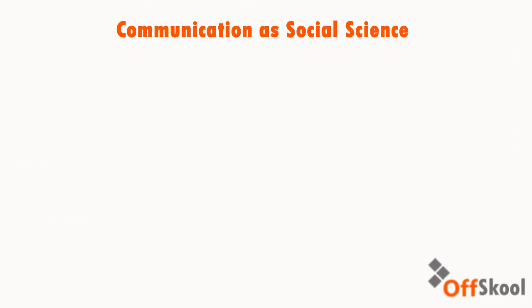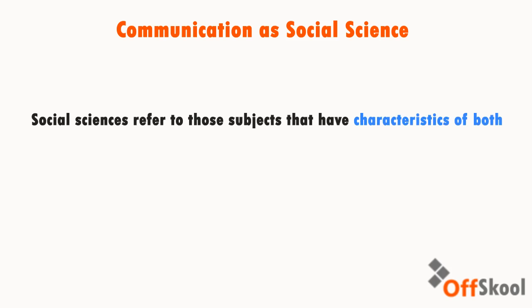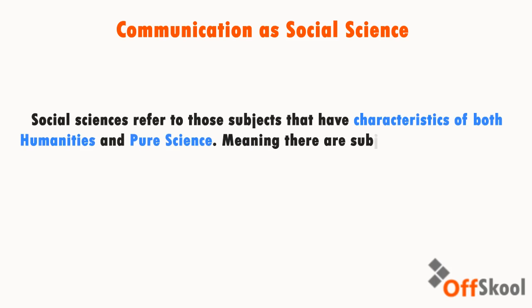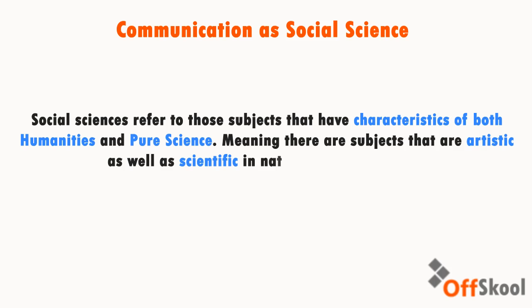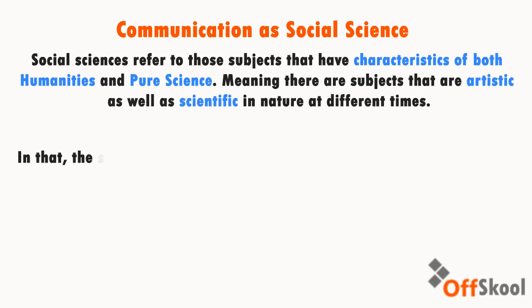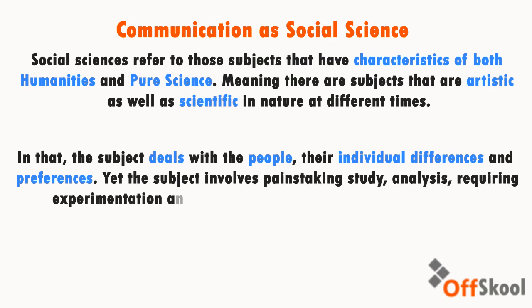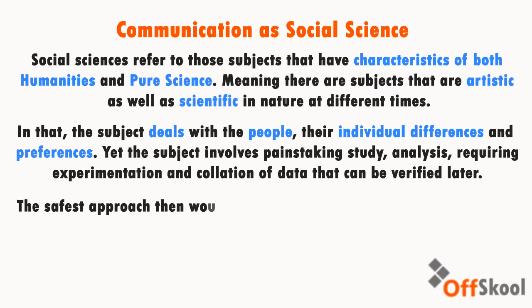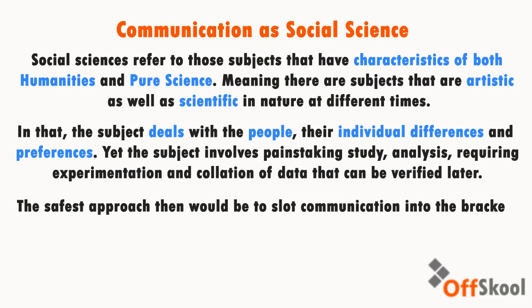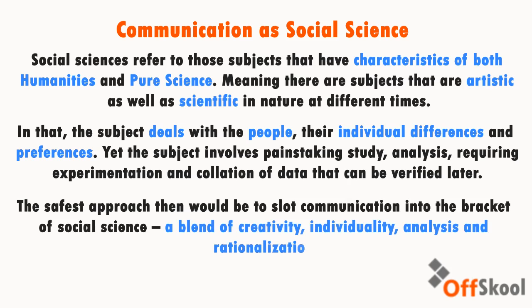Now, communication as social science. Social sciences refer to those subjects that have characteristics of both humanities and pure science, meaning there are subjects that are artistic as well as scientific in nature at different times, in that the subject deals with the people, their individual differences and preferences. Yet the subject involves painstaking study, analysis, requiring experimentation and collation of data that can be verified later. The safest approach then would be to slot communication into the bracket of social science, a blend of creativity, individuality, analysis, and rationalization.